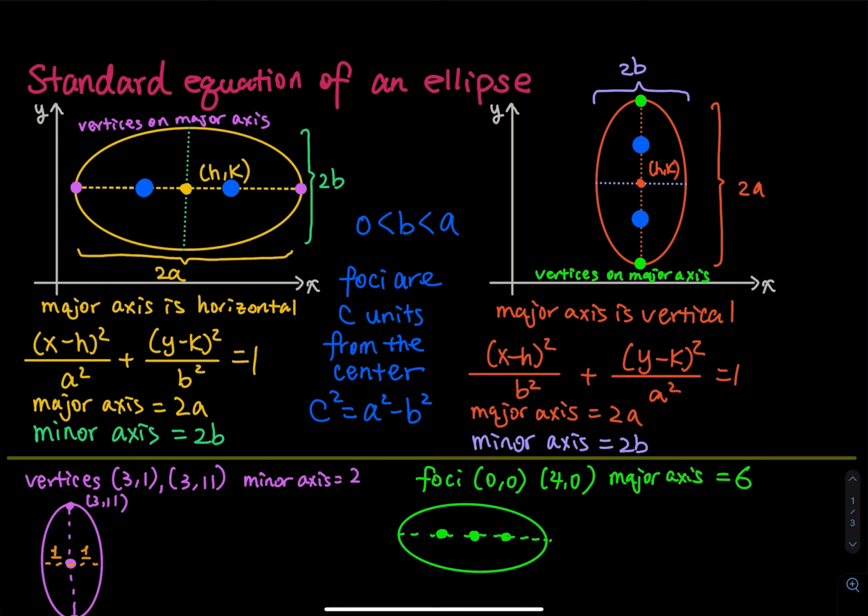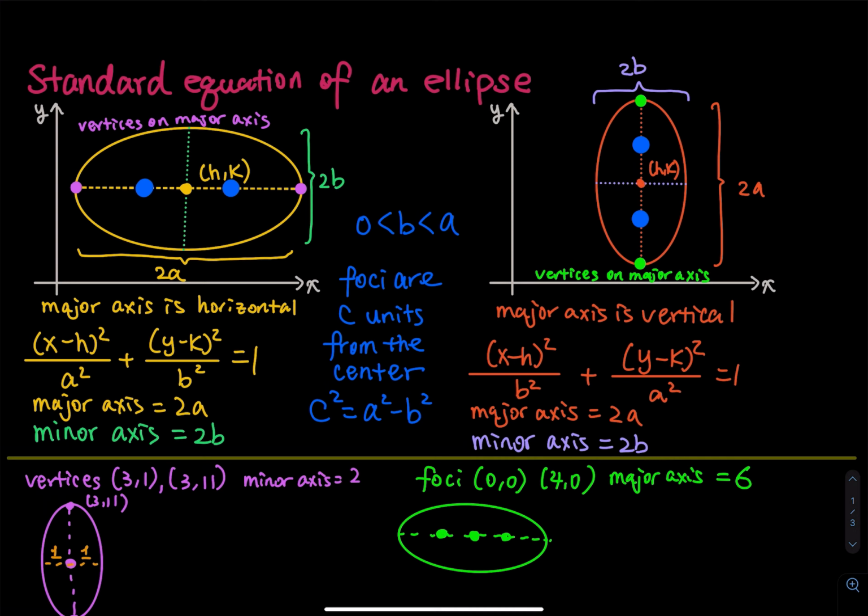Do you see that there are two axes? There is a longer one and there is a shorter one. The longer one is called the major axis. So for this ellipse, the major axis is horizontal, and the minor axis is vertical, and we have two vertices, one on each end of the major axis. On the vertical axis, we don't call these two points the vertices.